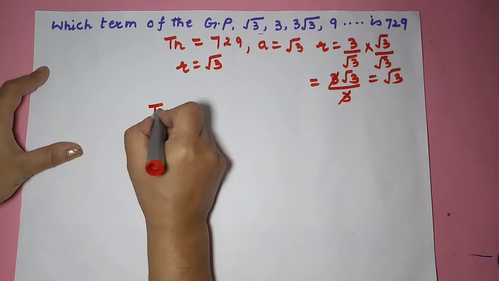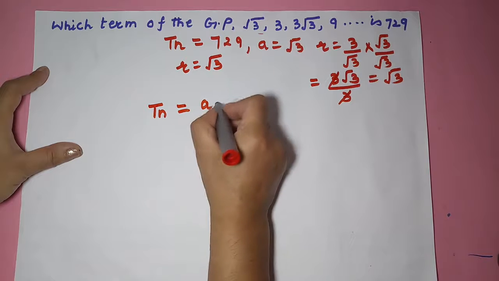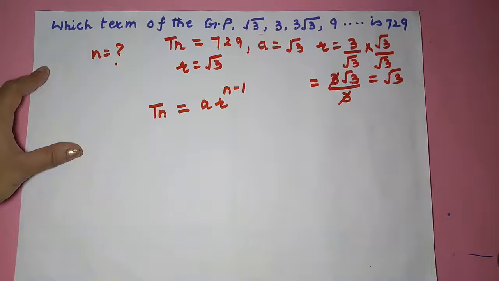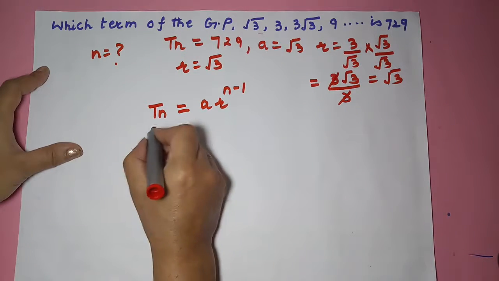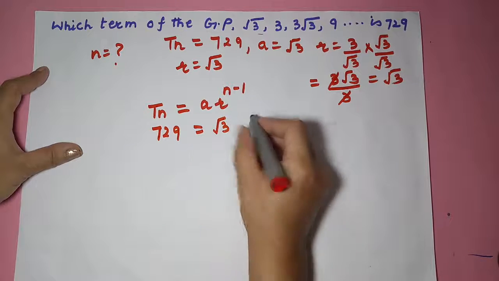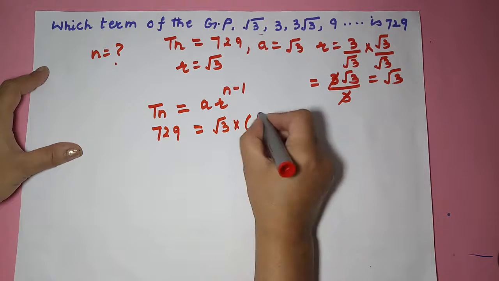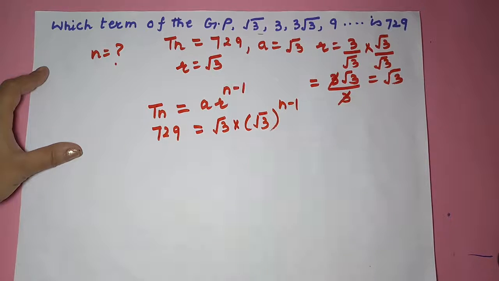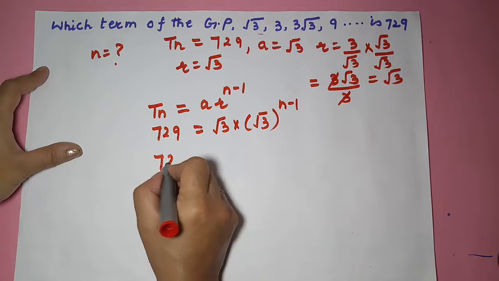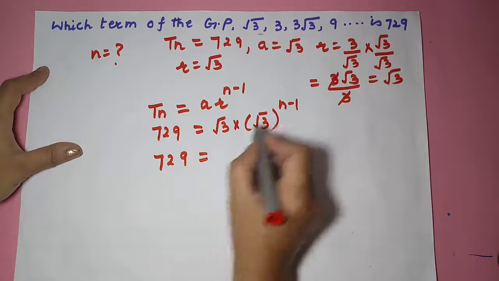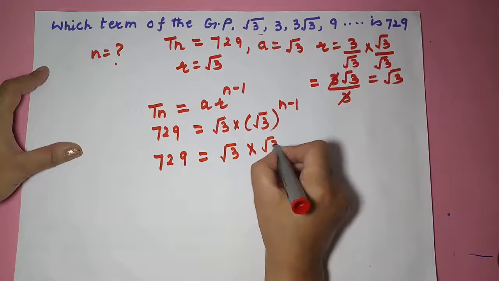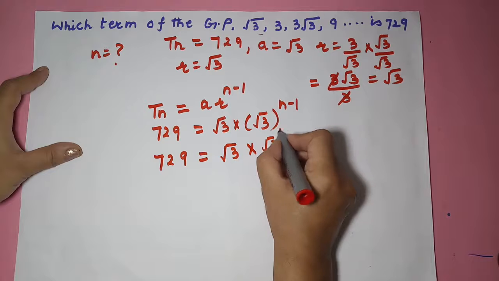Now let's write Tn is equal to A R raised to n minus 1. And we are going to calculate the value for n. What is my Tn? You are saying it's 729. What is my A? Root 3. And what is my R? It's root 3 raised to n minus 1. So 729 is equal to root 3 into root 3 raised to n minus 1.